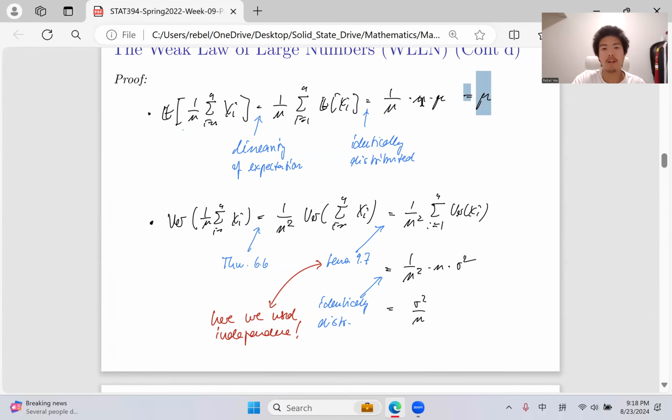So yeah, we have proved the expected value of the term is just mu. Okay, and what about variance?